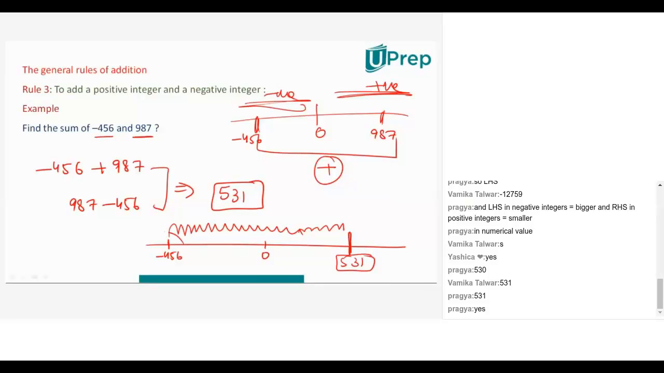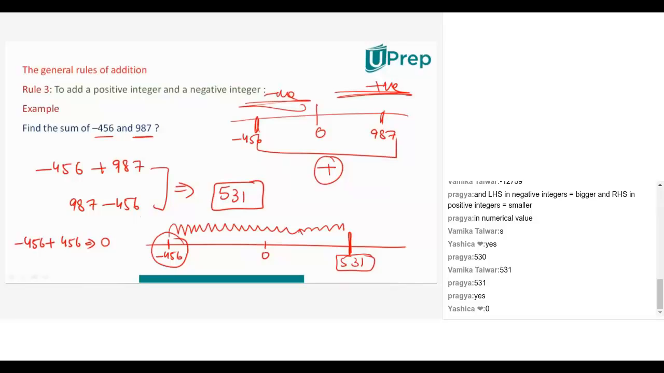Sir, can you please tell the question again? I'm just doing it. Okay, I'm saying I am at minus 456. Neha, you are standing at minus 456. You take 456 jumps to the right side. From minus 456, you take 456 jumps to the right. Where do you reach? 0. Exactly. Now, that is what I'm trying to say. But from minus 456, he asked us to take 987 jumps. That is the reason we ended up at 531.